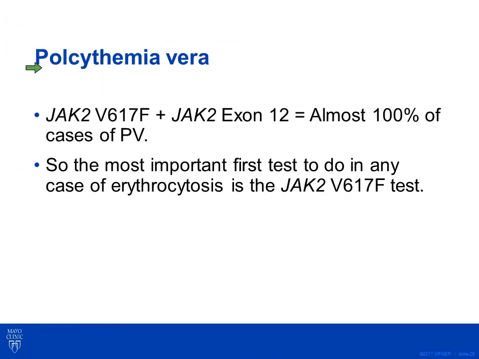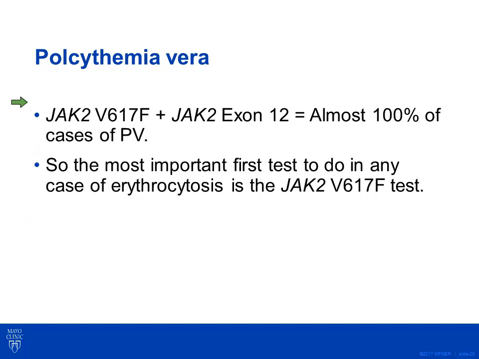If we look at the JAK2 V617F and the JAK2 exon 12, this accounts for virtually all of the cases of PV. So the most important test, and I can't emphasize this enough, the most important test to do in any case of erythrocytosis, first and foremost, is the JAK2 V617F test. Even if your history indicates this is likely a congenital or inherited cause of erythrocytosis, it's still very important, given the implications of polycythemia vera, to just make sure that this is negative.